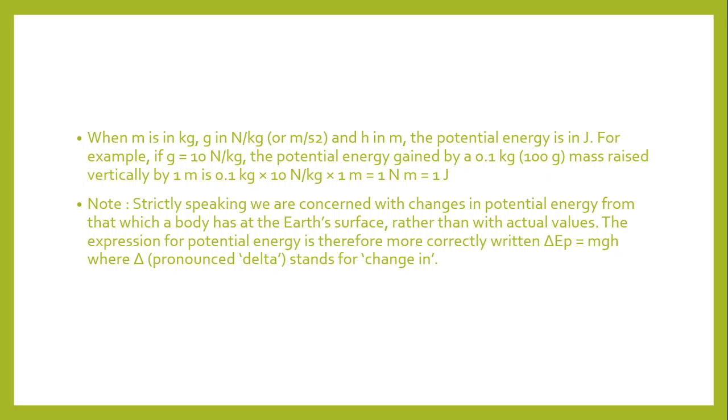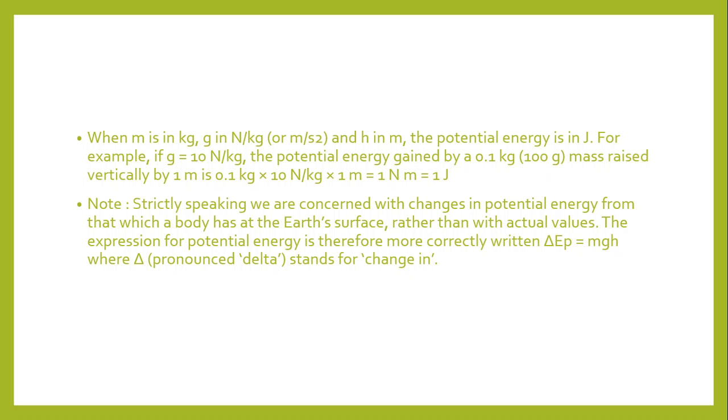For example, if g is 10, the potential energy given by a 100 gram mass, which is 0.1 kg, raised by a vertical height of 1 meter, is going to be 1 joule. You can see that the gravitational field strength has been taken as 10 newtons per kilogram.